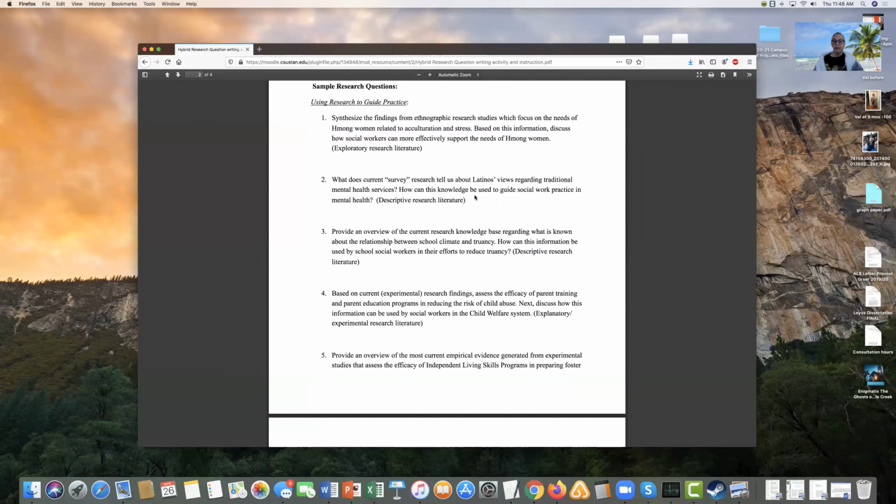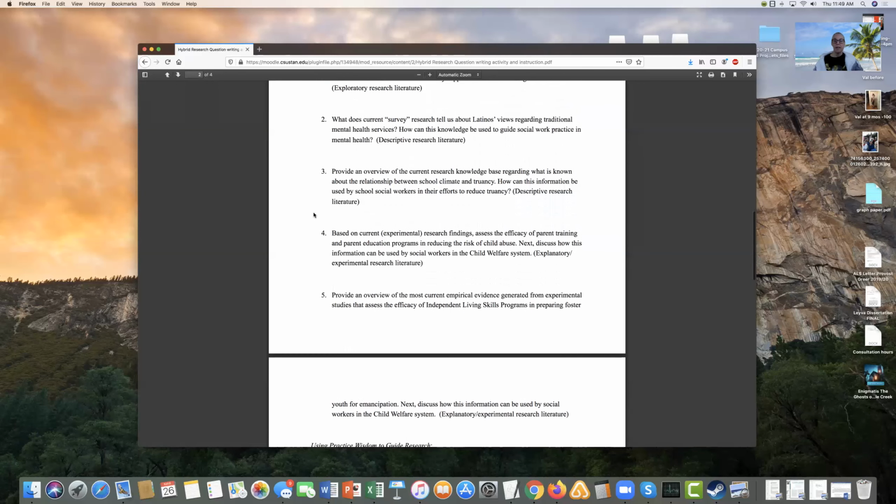Then the next part of this question is, how can this knowledge be used to guide social work practice in mental health? I would say discuss or examine how this research knowledge can be used. So again, you're looking at survey level research, which is descriptive research literature.